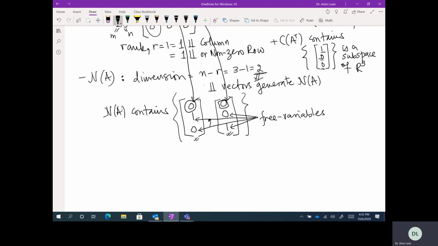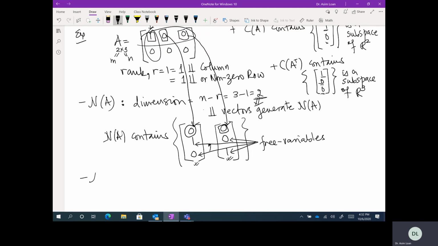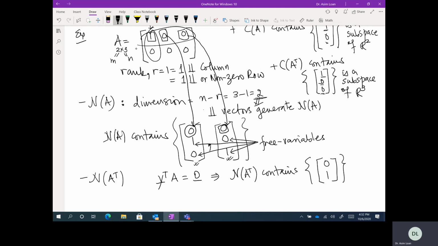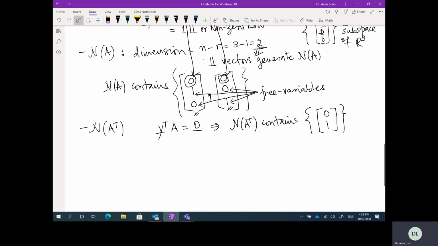What about the left null space? The left null space is generated by y transpose A equals 0. So this is simply 0 and 1, which implies the left null space of A contains 0 1, because when you pre-multiply by y over here, you want to pick this row, which simply means you make this element 1 and the other element 0. Or the other way is you find A transpose. So A transpose is 1 0 0 0 0 0. Okay, so this is the pivot.